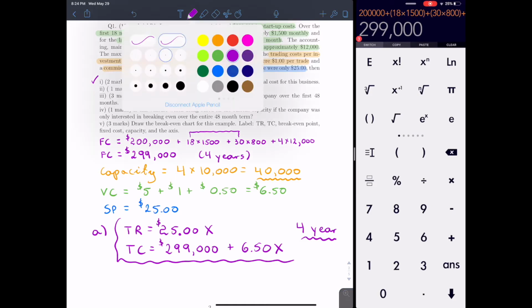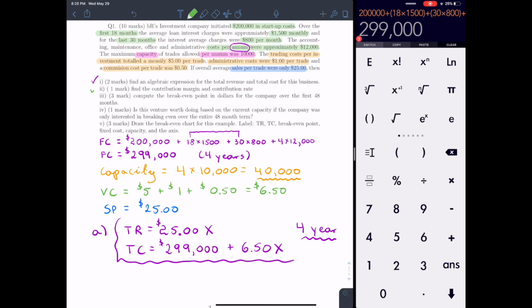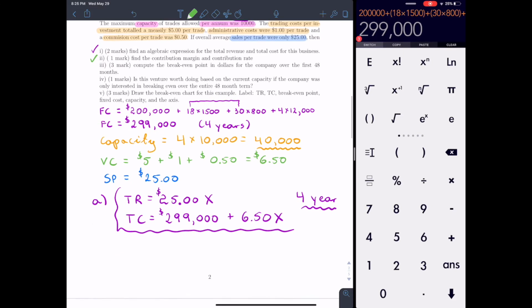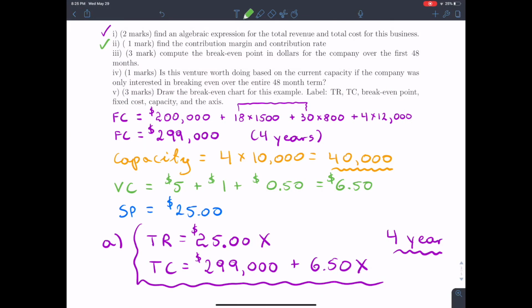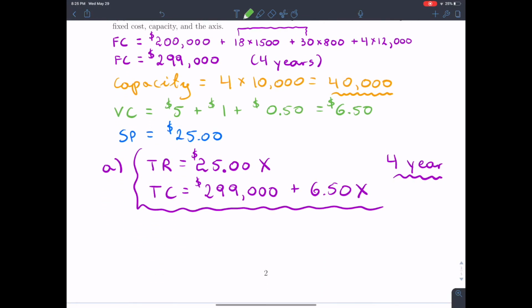Now, let's take a look at the second component, contribution margin and contribution rate. So contribution margin is $25 minus the $6.50.